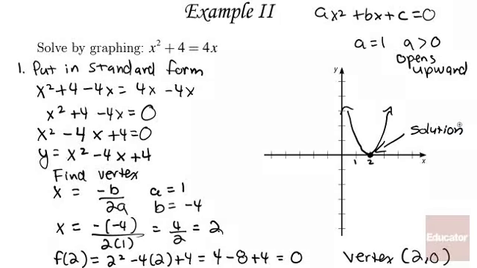I have only one unique solution. I have a double root. And this solution is that x equals 2. The reason that I have a double root is because the vertex is at the x-intercept. So I don't have 2 x-intercepts, I only have 1 x-intercept. So the solution is x equals 2.